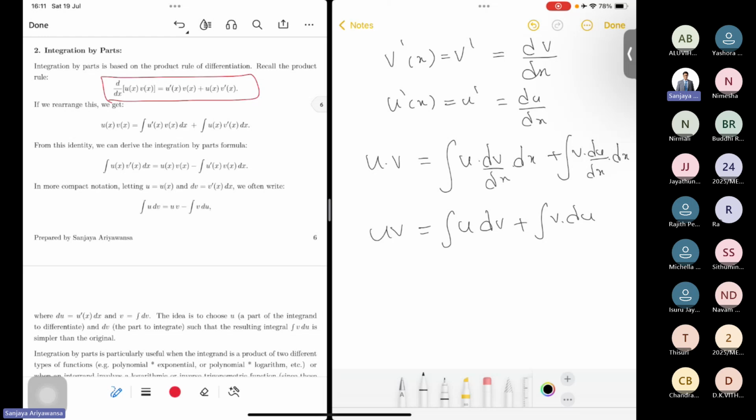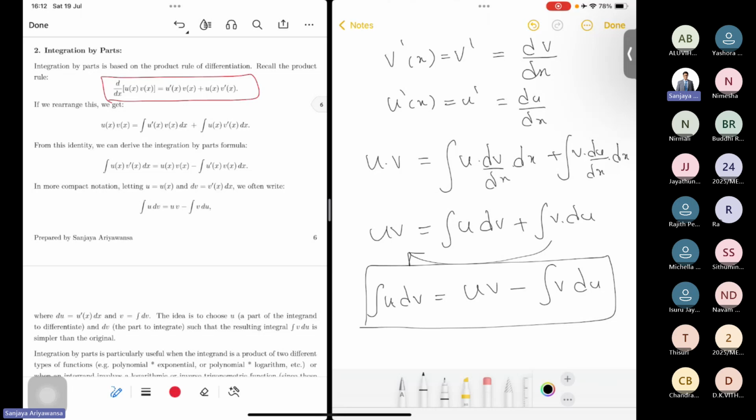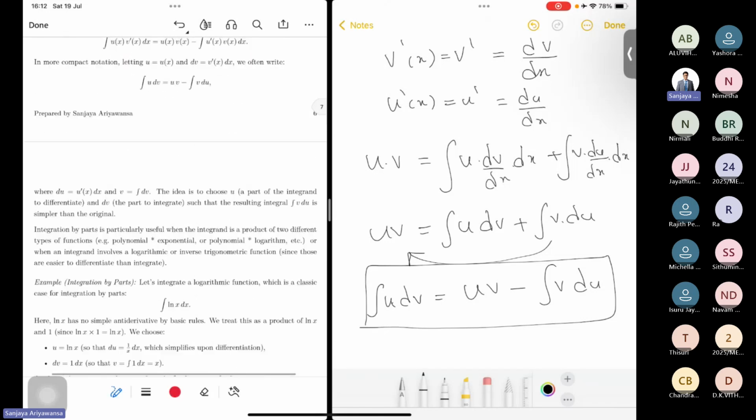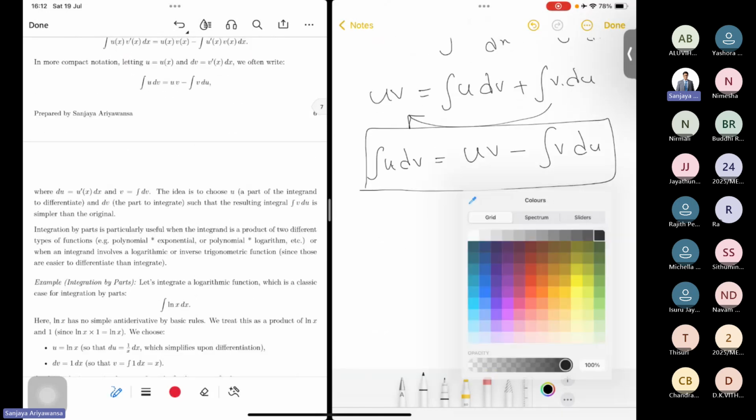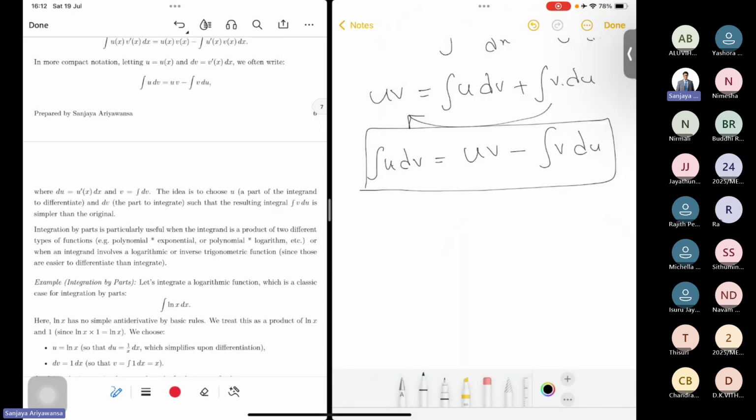Then if we are told to compute the integral of u dv, what we do is we make u dv the subject, such that we take this to this side: uv minus the integral of v du. So this final equation is what we have to keep in mind when we are looking at integration by parts. Because this proof, obviously I'm never going to ask proofs from you all, let's look at an example.